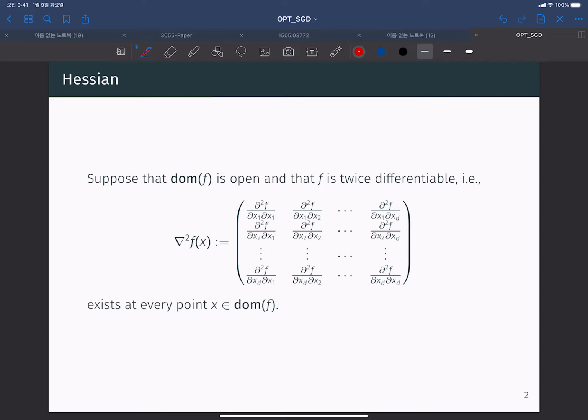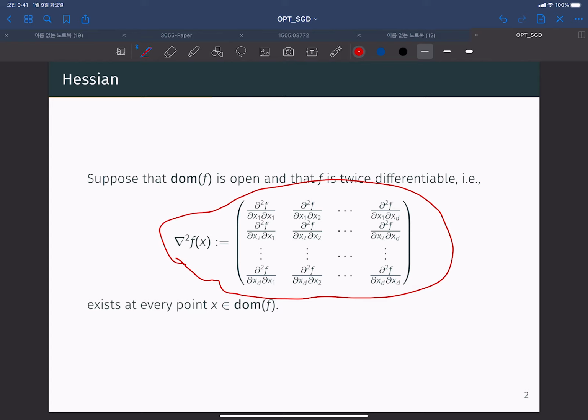To resolve the zigzag behavior, we can utilize the Hessian matrix. Suppose that the domain of f, your loss function, is open and f is twice differentiable. Then we can compute the Hessian matrix at every point in your parameter space. Okay? The Hessian matrix is a very important matrix in your optimization process. Basically, the Hessian matrix represents the local curvature shape.